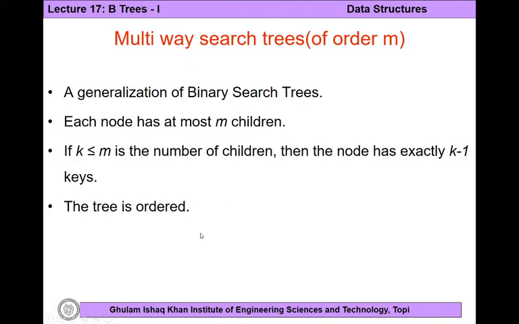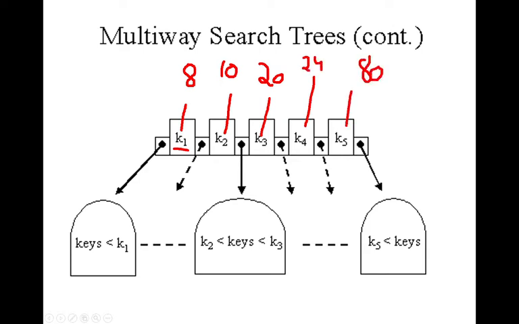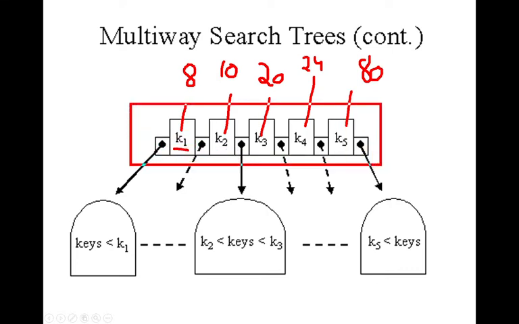And the keys in the tree are basically ordered. It is just like a binary search tree, it follows an order. Like if you see here, this is k1 which may have a value, let's say 8, and this is k2 which may have value, let's say 10. This is k3 which may have value 20. This may be like 24, and this may be like 80, right? So this is a parent node.